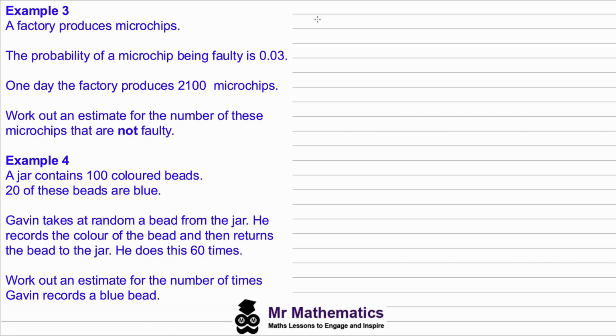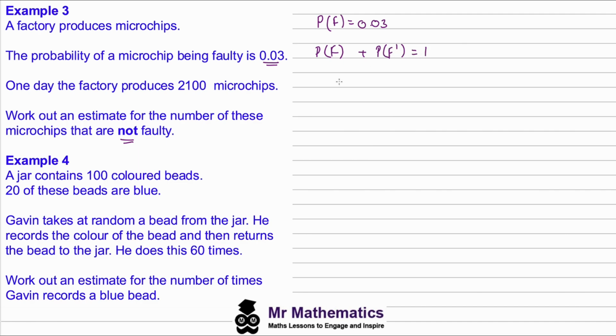So if we look at our proportion, this is the probability of it being faulty. We're told this is 0.03. But we've been asked to work out the numbers that are not faulty. Well, faulty and not faulty are mutually exclusive. Either one will happen or the other will happen. And they cannot both happen at the same time. So the probability of it being faulty plus the probability of it being not faulty must add up to 1.